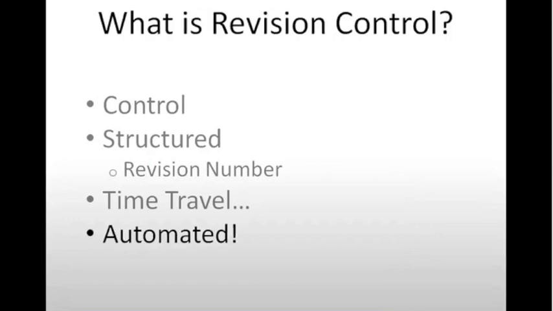The absolute most important key thing, though, about using revision control software is that it automates all of this. Keeping track of the different versions, keeping track of the date and time that it was made, and so on and so forth. You can do all that yourself.